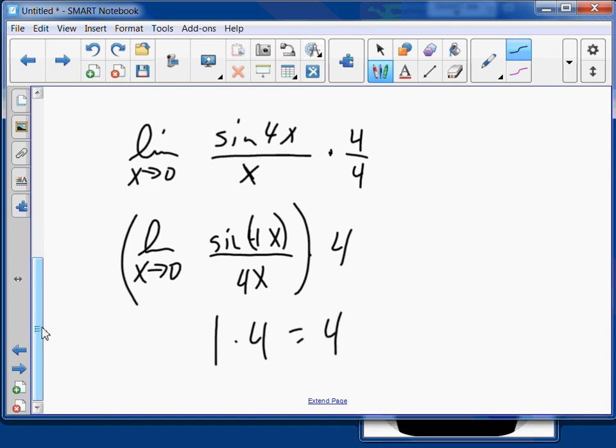Does that make sense? So if you ever see a sine over a variable x, you have to make sure that the argument of sine and the denominator are exactly the same before you say it's equal to 1. All right. I'm done.